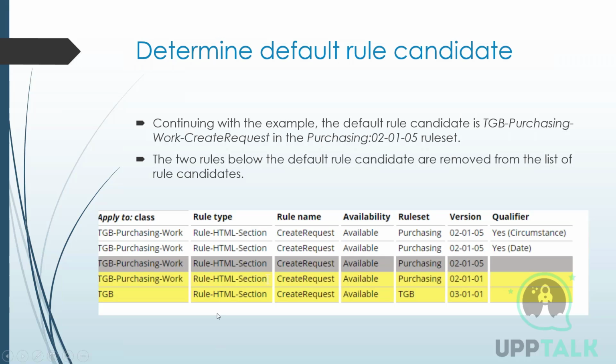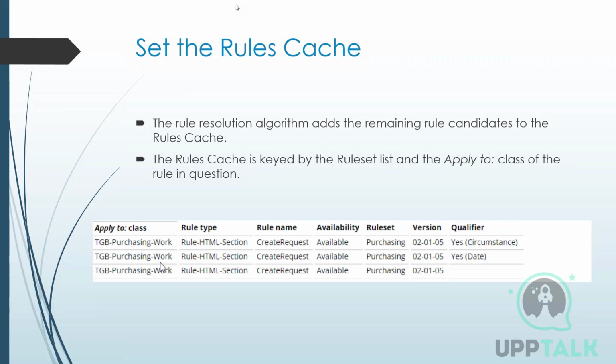Okay, so all the rules below the rule candidate will be discarded. Finally, I am now left with the 3 rule candidates, out of which one is the default one and the other 2 have circumstances. Now I am left with the 3 rule candidates like this, with which the cache is populated.